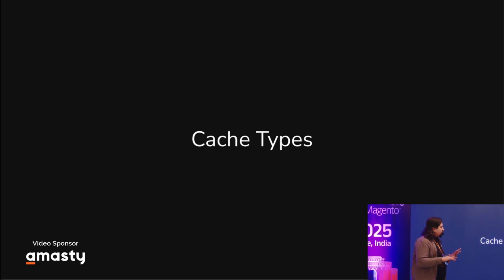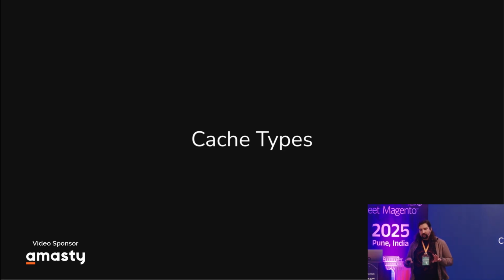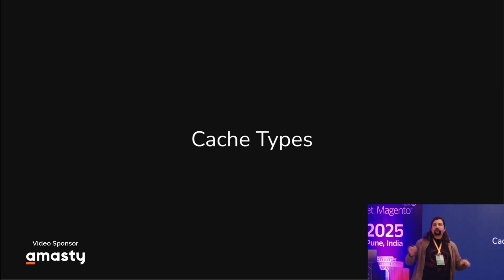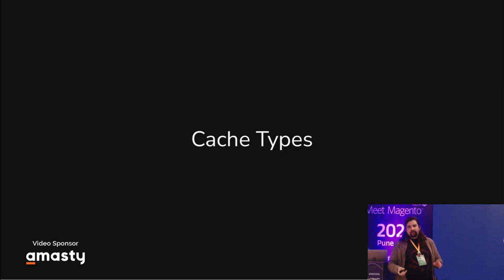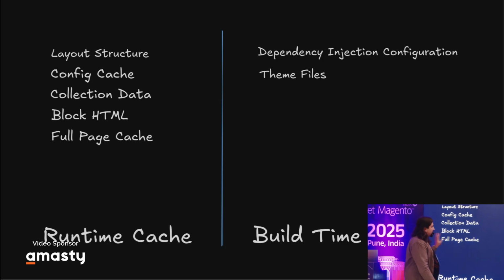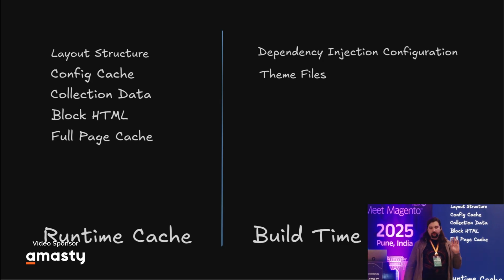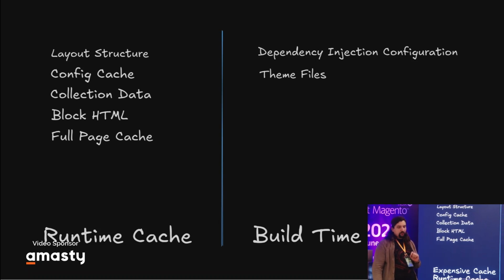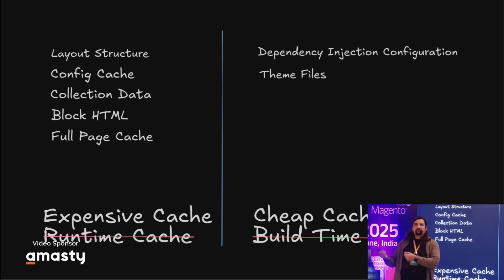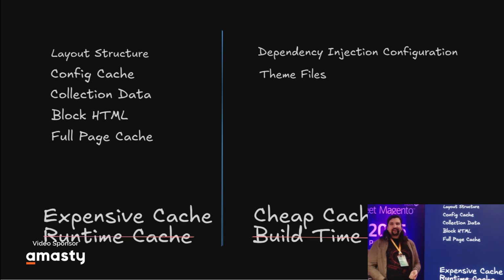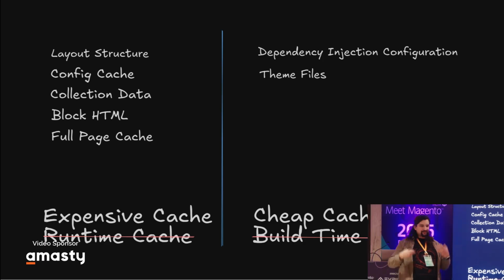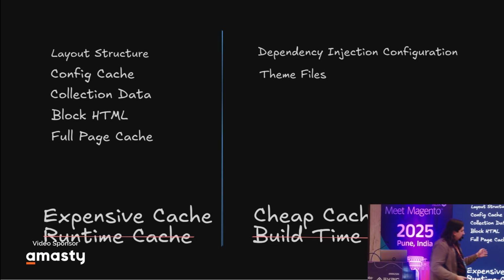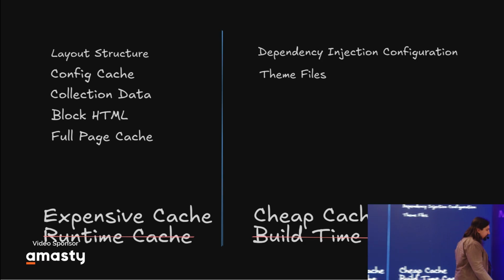First, let's start a little bit with different cache types. I think a lot of people think about cache types like, okay, there's block HTML cache, there's Varnish cache, there's data cache, and so on. But I split them into 2 categories. One I call runtime cache, another one I call build time cache. The runtime cache I call expensive cache because it costs you money to store data in Redis. It costs you money to generate this during the requests. And there is another type of cache called build time cache, and it's very cheap.